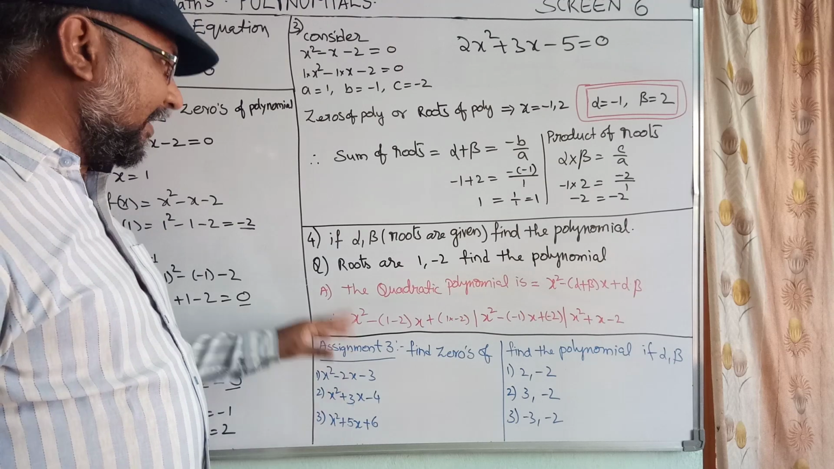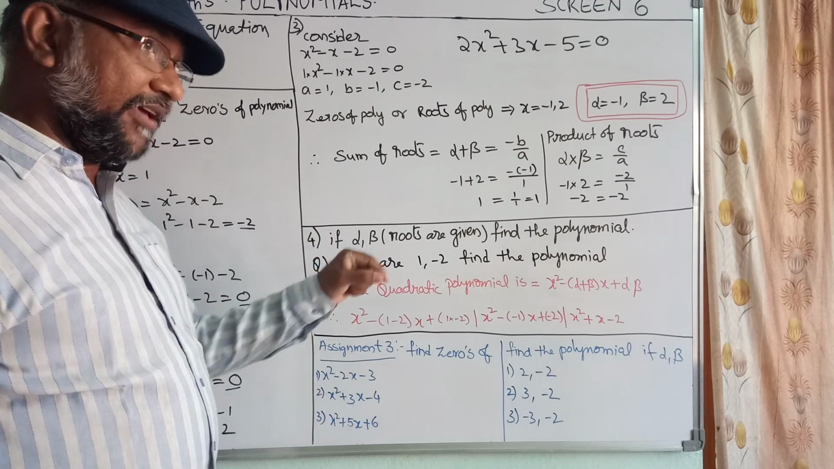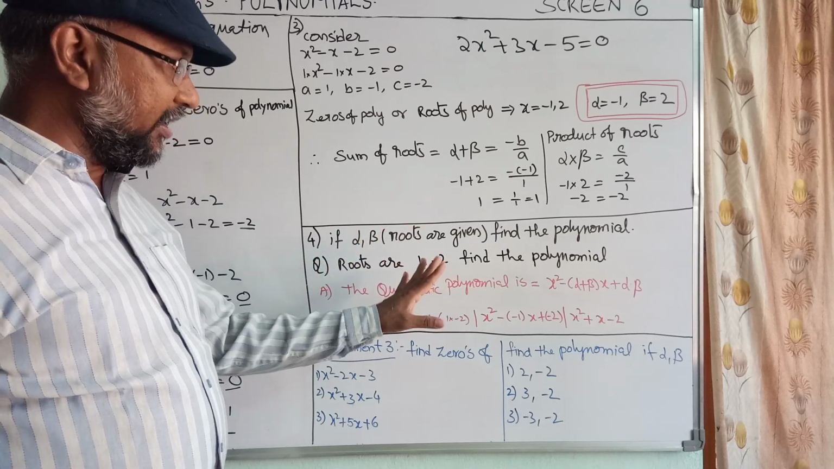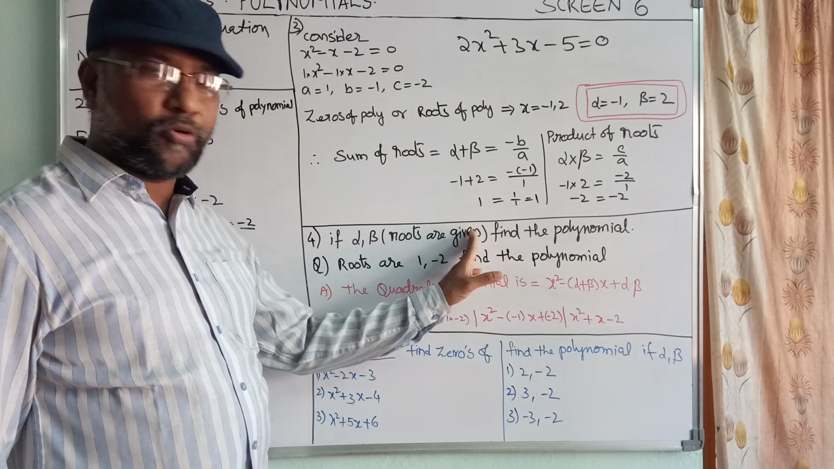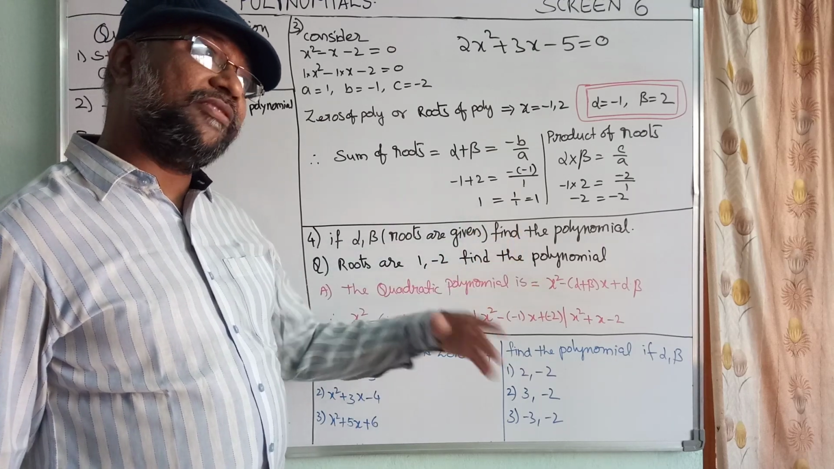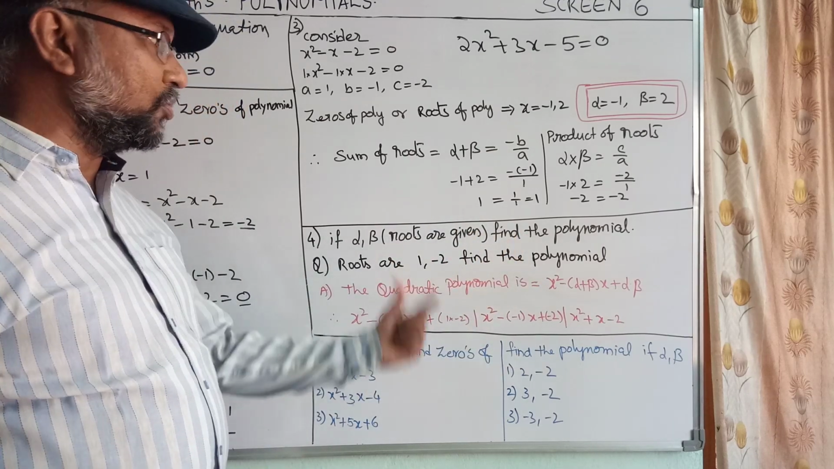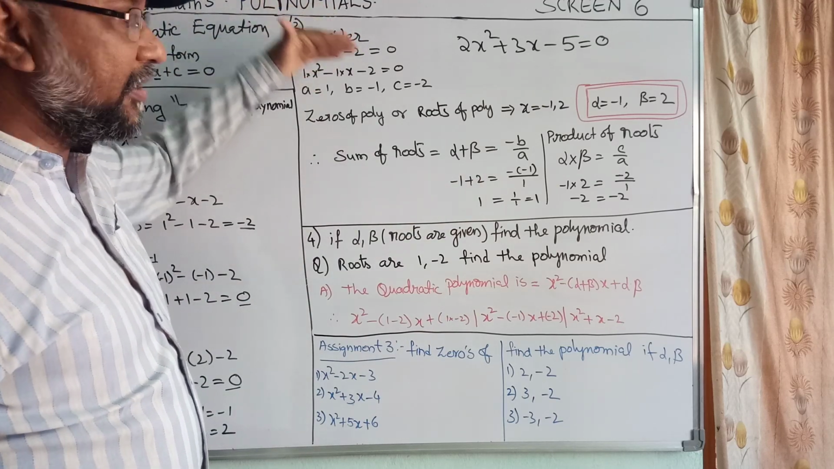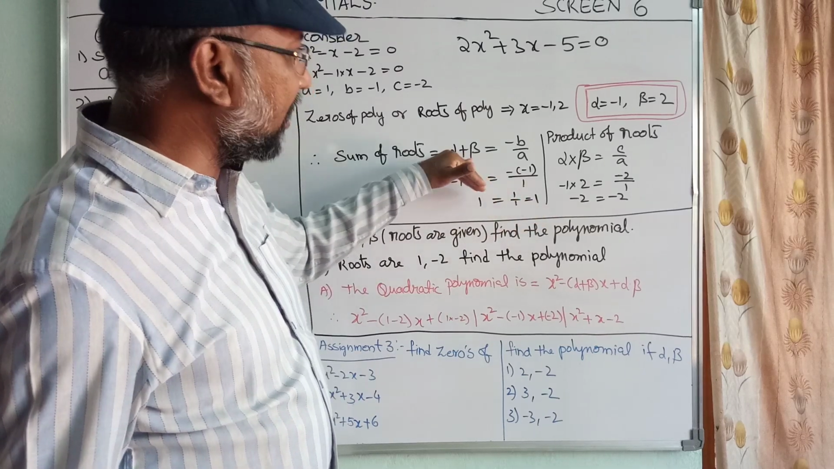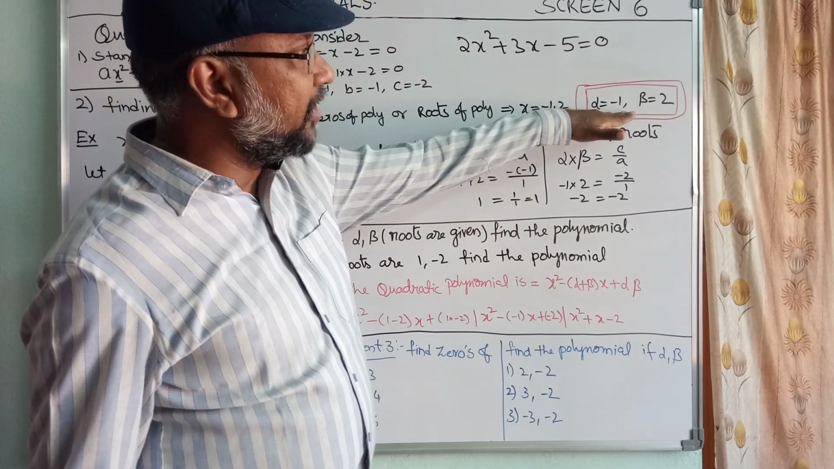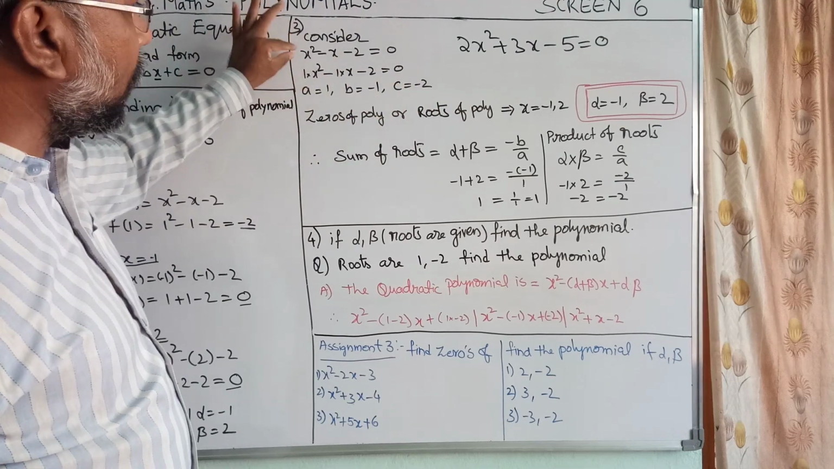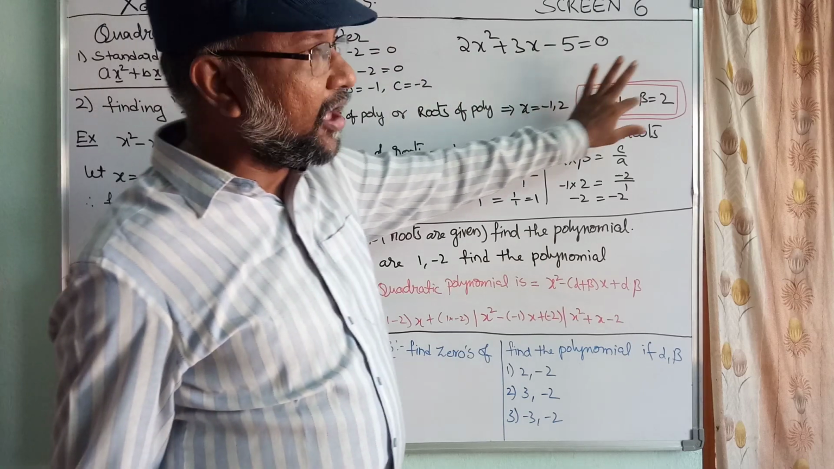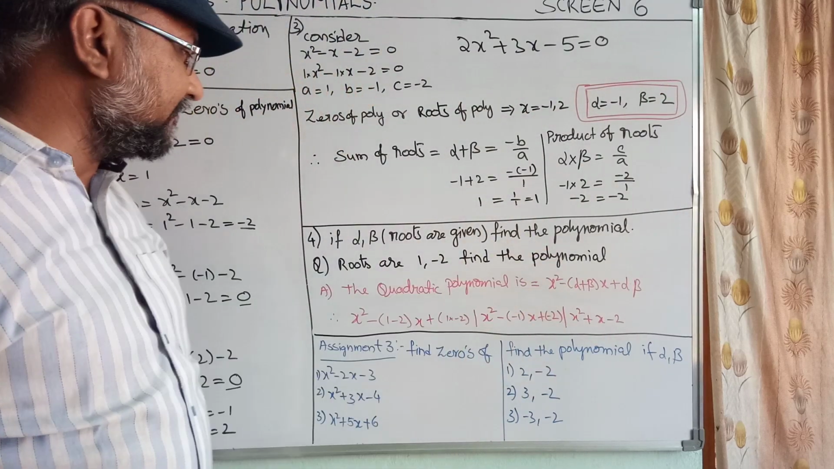Okay, that's all. Now, the fourth one is, if we get alpha and beta only, the roots of a given polynomial, can we find the original polynomial by using the roots? That means going backward to the polynomial. Now, here we got roots alpha and beta. By using alpha and beta, can we find out the original polynomial? If we have the polynomial, we can find out alpha and beta. Now, this is the reverse case.